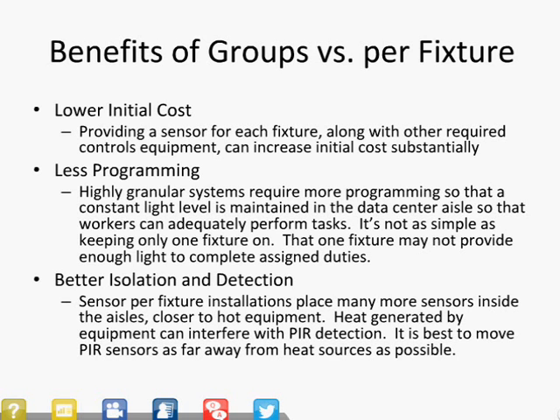Finally, fewer sensors translate to better heat isolation and ultimately better detection. Sensor per fixture installations place a heck of a lot more sensors inside the aisles, closer to the hot equipment. The heat generated by that equipment can interfere with the PIR detection. It's best to move the PIR sensors as far away as possible from the sources of heat.